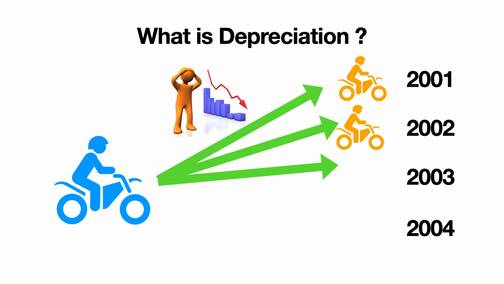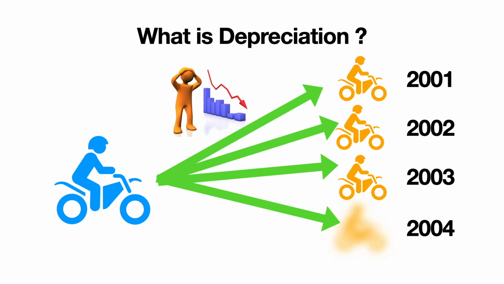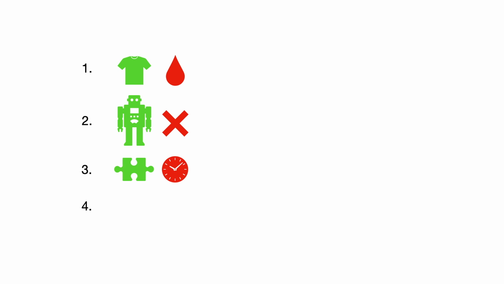So depreciation, what is depreciation? Depreciation is part of cost of non-current asset that is consumed during the year. Okay, that is what is depreciation. The reason why you have to depreciate it every year: number one is because of wear and tear. Number two is because of obsolescence. Number three is because of passage of time. Number four is because it is exhausted.